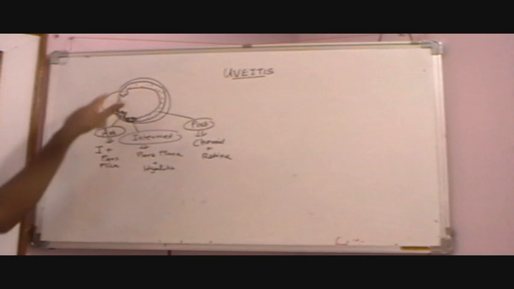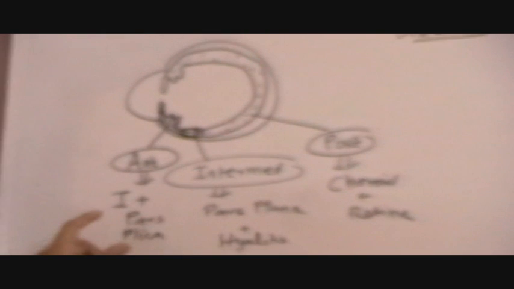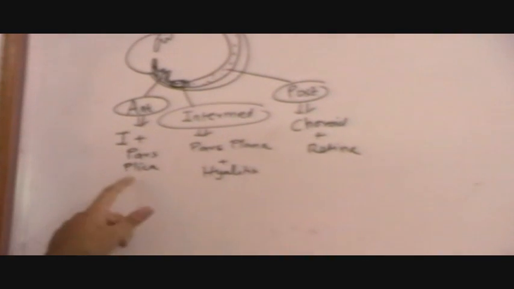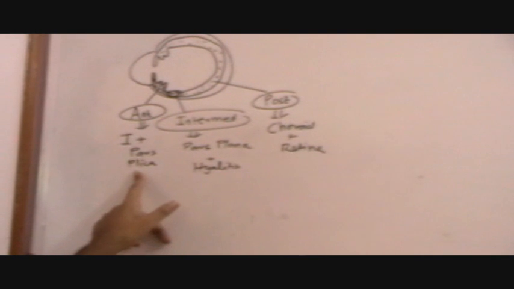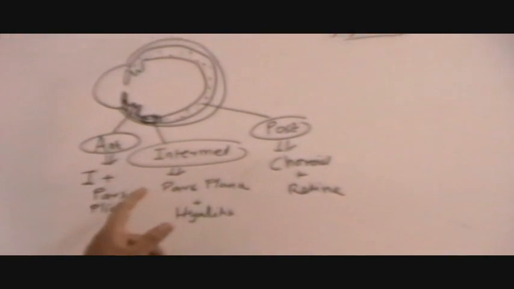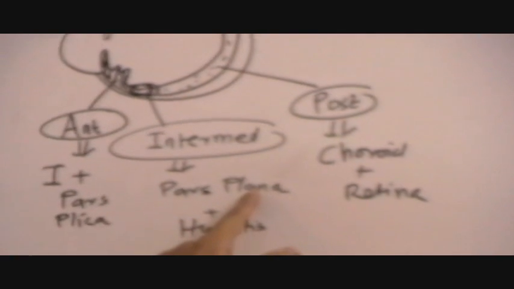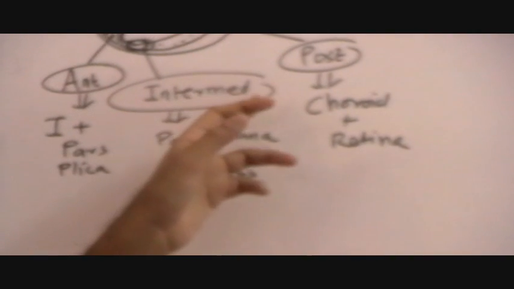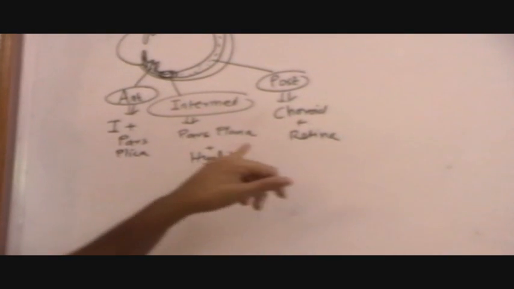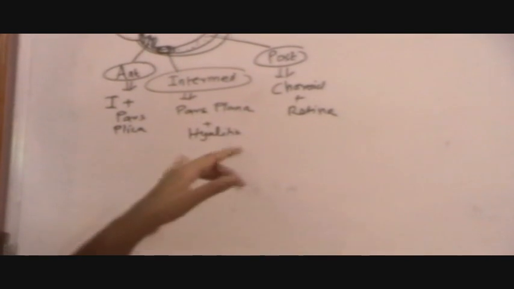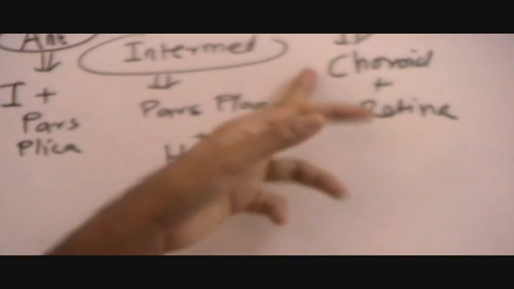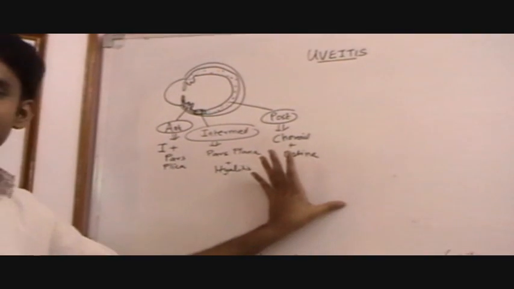So this is the eyeball, and I have explained the uveal tract, the dotted structure. The anterior uveitis consists of iritis plus inflammation of the pars plicata of the ciliary body. The intermediate uveitis involves the pars plana of the ciliary body. In fact, idiopathic intermediate uveitis is called pars planitis. Not just the pars plana, some part of the vitreous is also involved, so hyalitis is also a feature of intermediate uveitis. Posterior uveitis involves the choroid and retina. Anterior, intermediate, and posterior all together are called panuveitis.